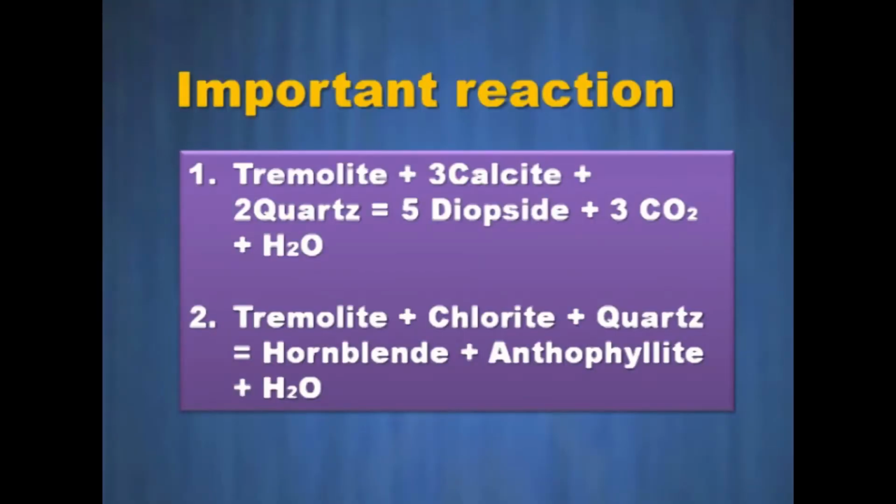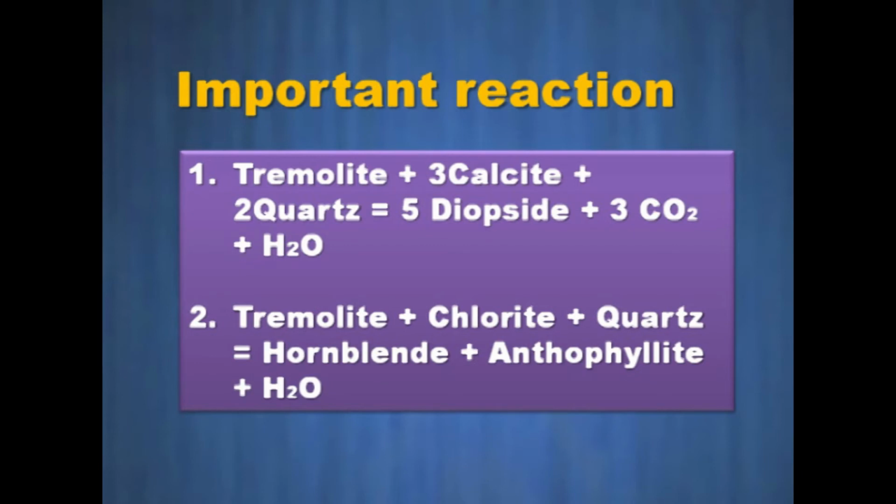The derivatives of mafic/basic rocks in the amphibolite facies, many of them are garnetiferous, and the coexistence of plagioclase, anorthite 25 to anorthite 45, with epidote is common in these rocks. Important reaction first: tremolite plus 3 calcite plus 2 quartz give rise to 5 diopside plus 3 CO2 plus water.